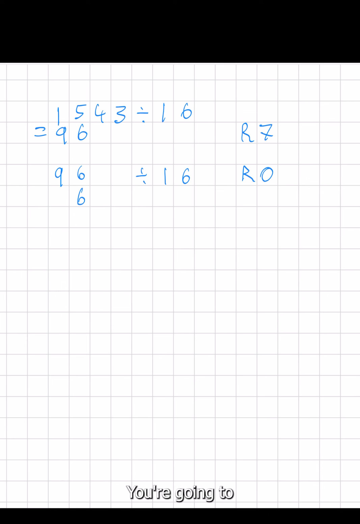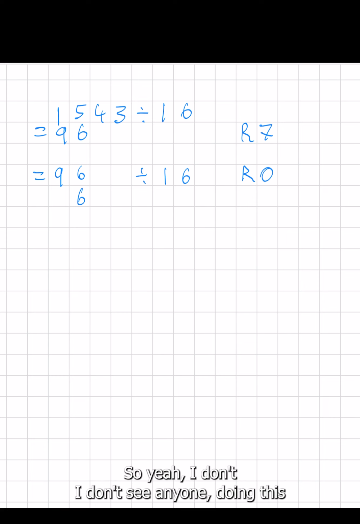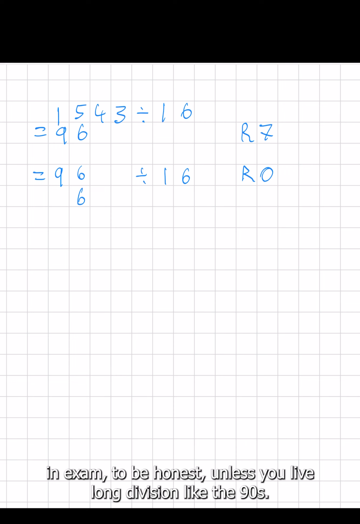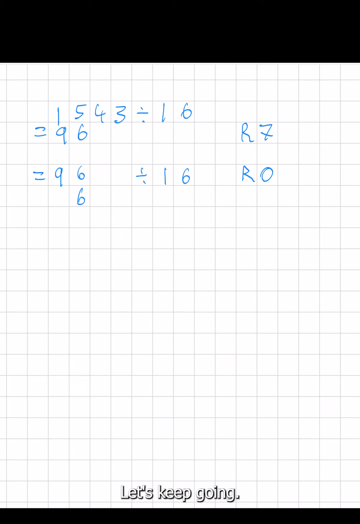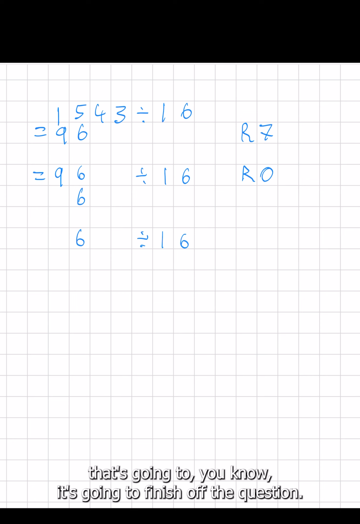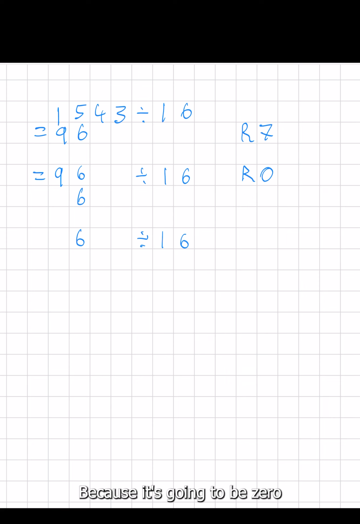Again, you're going to have to use a calculator in real life to do this. So yeah, I don't see anyone doing this in exam, to be honest, unless you love long division like the 90s. Let's keep going. I take my 6 and I'm going to divide that. So 6 divided by 16, that's going to finish off the question, right? Because it's going to be 0, remainder 6.